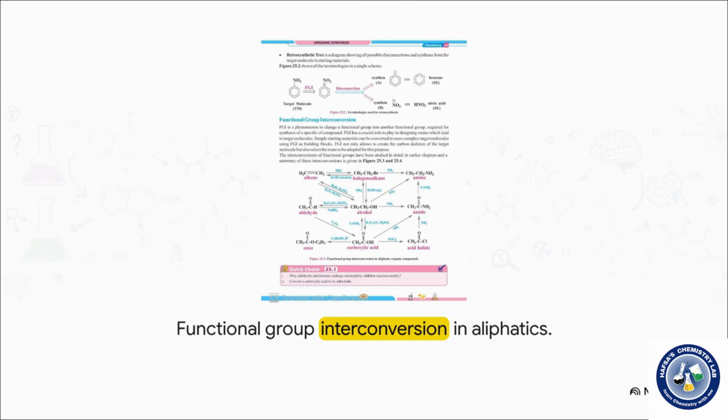Just look at this massive roadmap for aliphatic or straight-chain compounds. An alcohol can seamlessly become an aldehyde, an alkene, or halogenoalkane. It's essentially a vast, interconnected web of potential pathways that chemists use to cleverly maneuver around structural roadblocks.